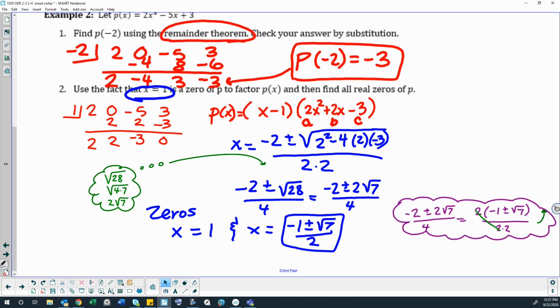1, 2, 3. You understand why this is 2 different zeros, right? So it's negative 1 plus square root of 7 over 2, and negative 1 minus square root of 7 over 2. If we wanted actual decimals that we could graph, we would do that as 2 separate columns in a calculator and get 2 different decimals. So 3 zeros. Okay. We're almost done.